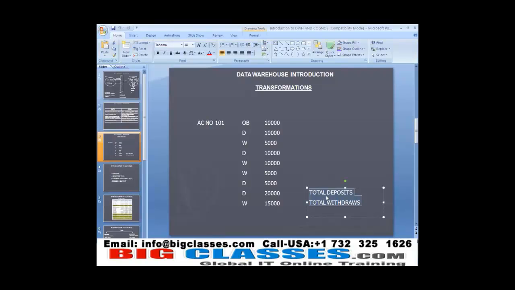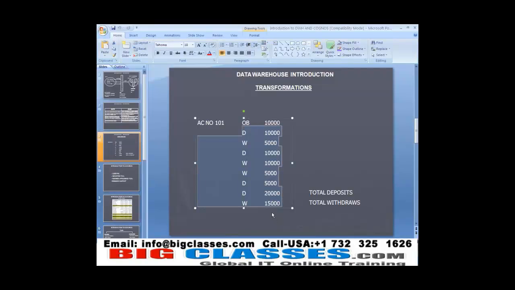Now, if I want to get total deposits and total withdrawals, I need to perform some calculations, like the summation of all deposits and the summation of all withdrawals. That type of thing is called transformations. Orally, transformation is getting the required information from the existing information. Is this clear about transformations?